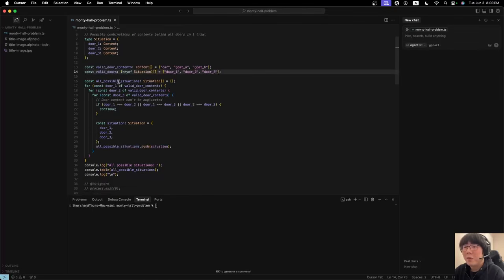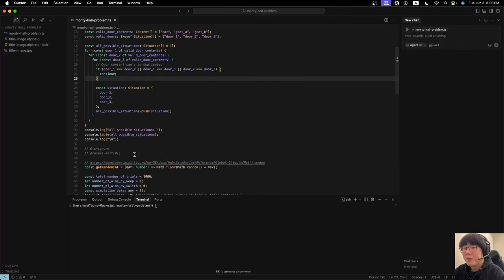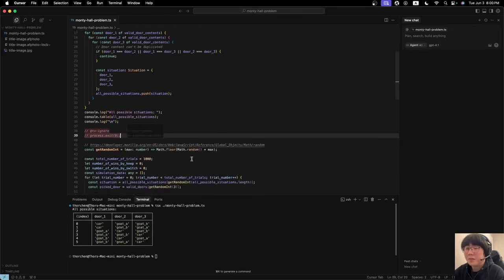And then let's find out all possible situations by enumerating them. After excluding those situations that have duplicated content, which is impossible, we can print them out and see what the possible situations are in total. So there are 6 of them. And here is a table that shows the possible combinations in each round for the contents behind the doors.